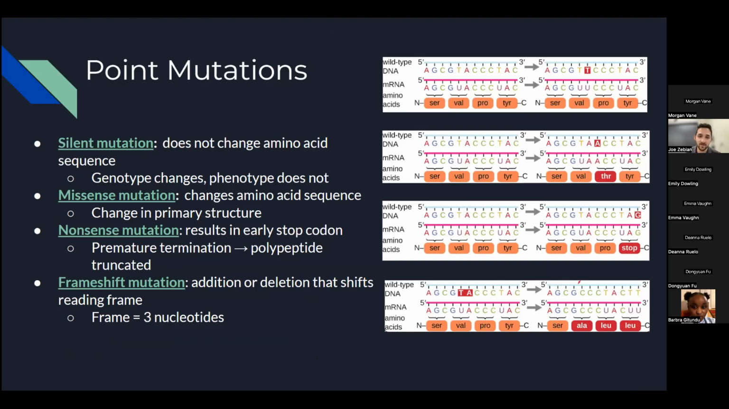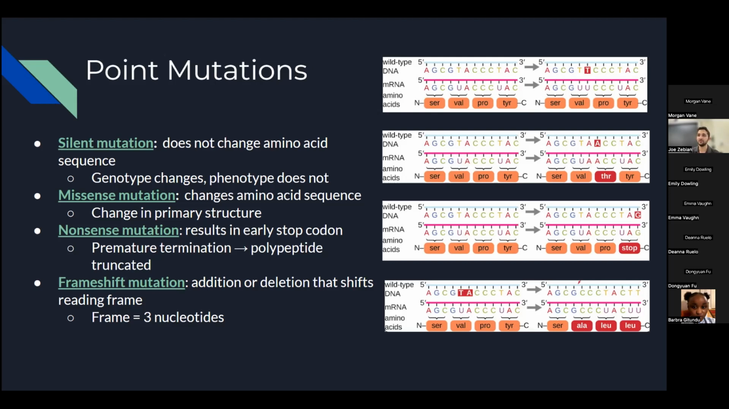Silent mutations don't change the amino acid sequence. The genotype changes, but the phenotype does not. This is a single nucleotide change in the mRNA that will still code for the same amino acid. So there's literally no change. They're often undetected. That's why they're called silent. Next up is missense mutation. This changes the amino acid sequence.